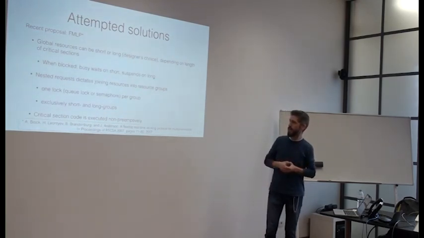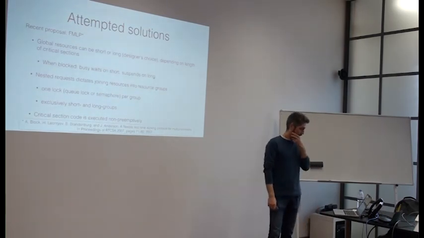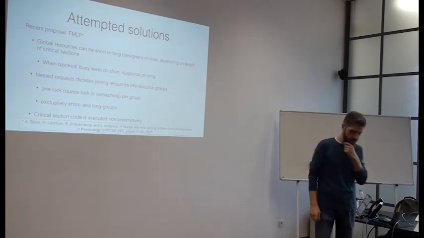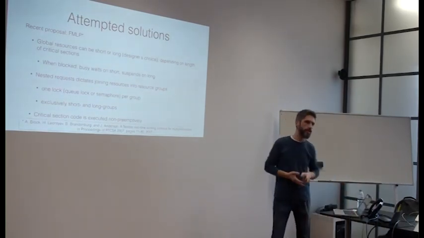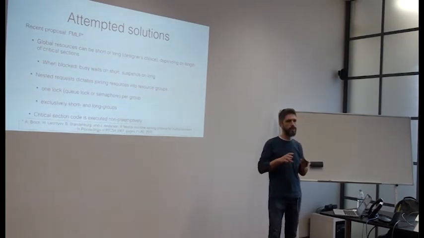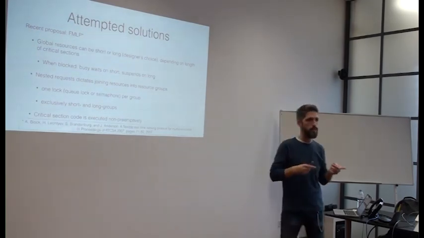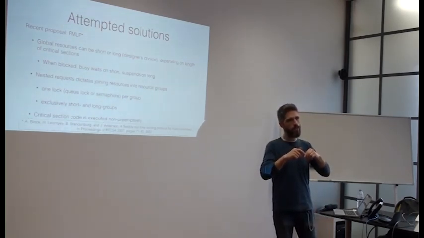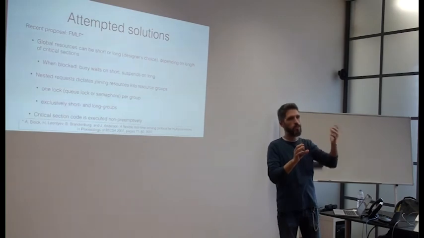When a task is blocked, it busy waits if it's a short critical section, or it suspends if it's waiting for a long critical section. And there you have a problem-solving mechanism in which requests dictate joining resources into resource groups. If you have two critical sections that require one resource, this resource forms one group, and both tasks belong to that group.